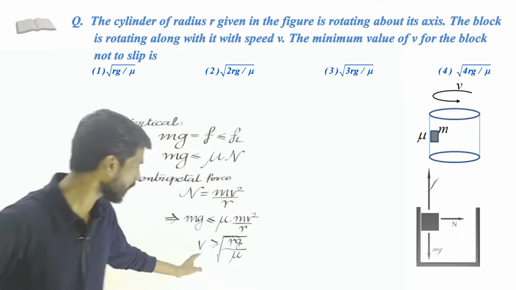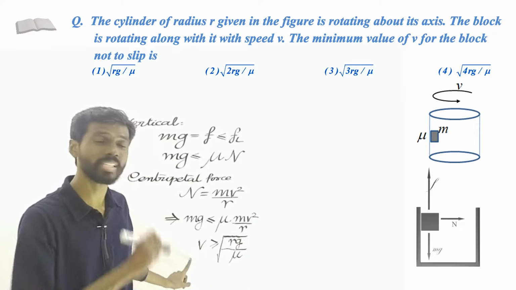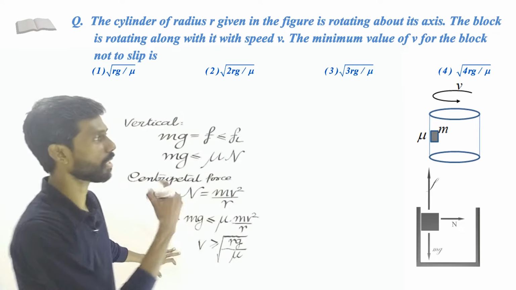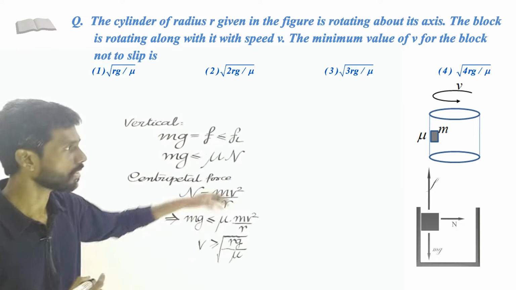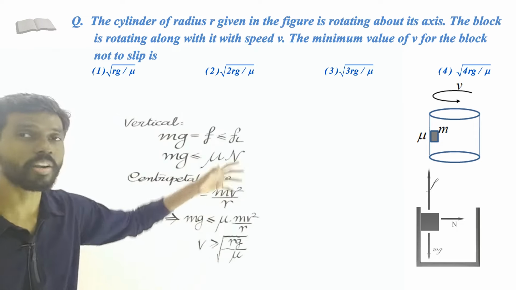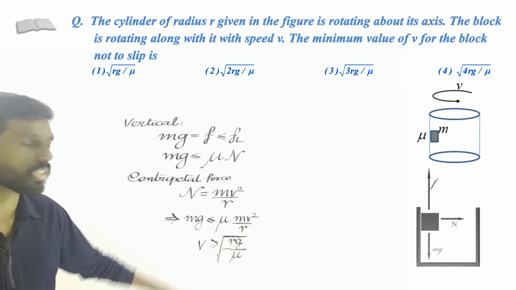That is the answer. v is greater than or equal to this value, so that is the minimum value, because it is always greater than or equal to. This is the minimum speed with which this system must rotate so that the block m is not slipping. Otherwise it will fall down. So the minimum speed v is root of rg divided by mu.